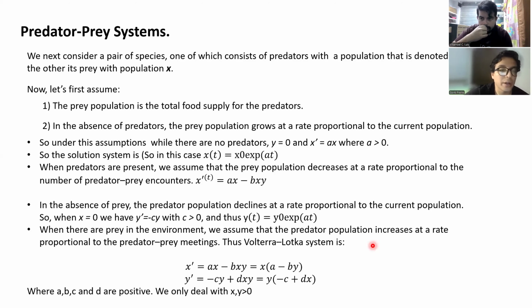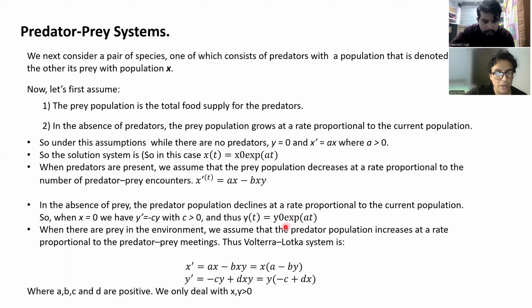When there is prey in the environment, we assume that the predator population increases at a rate proportional to the predator-prey encounters. So of course, if we have prey, the predators are going to eat them, and the population is going to increase, but proportional to how often they meet. So that's how we get our predator-prey system. This is also called the Lotka-Volterra system.